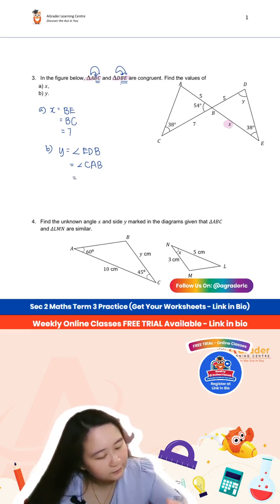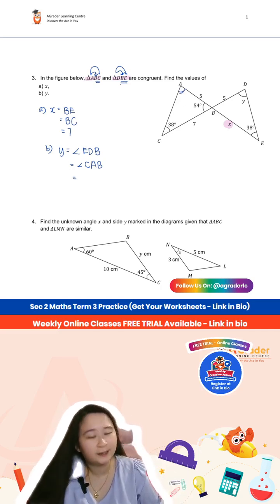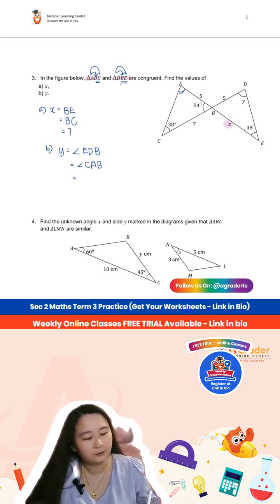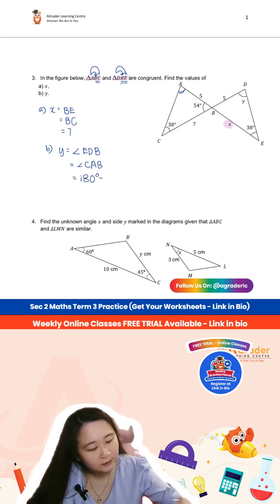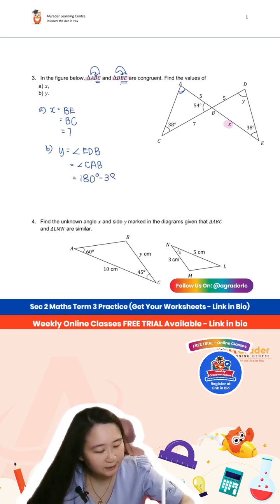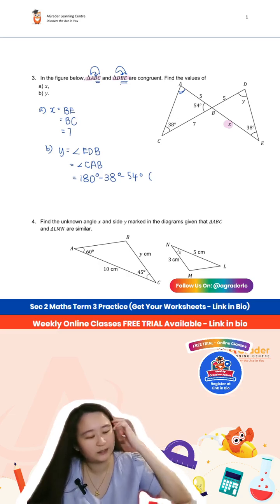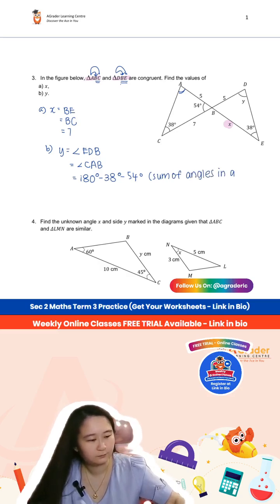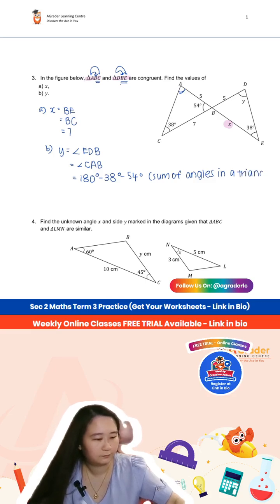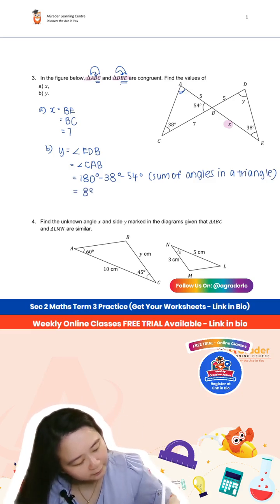Angle CAB is this angle here. It's not given, but we can find it because we have the other two angles. We know that the sum of angles in a triangle equals 180 degrees. So you can take 180 degrees minus 38 degrees minus 54 degrees. Don't forget to write the properties that you have used here. So it equals 88 degrees.